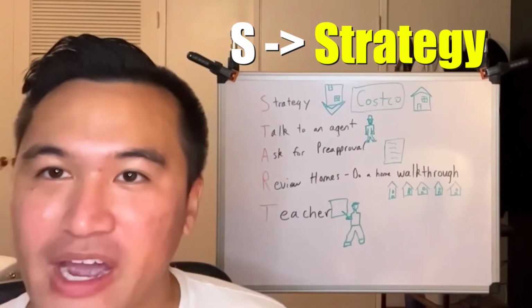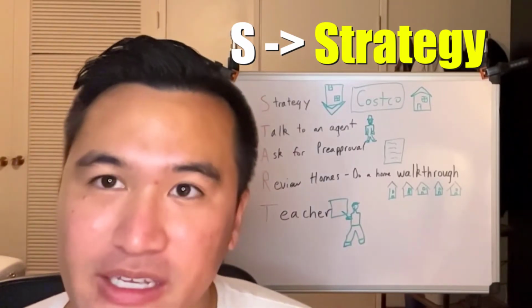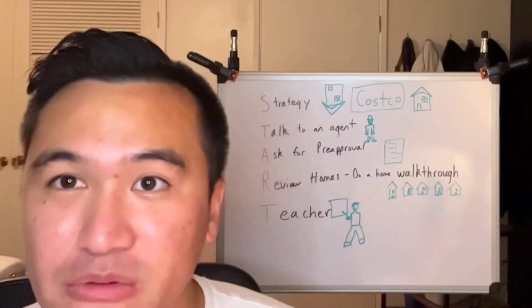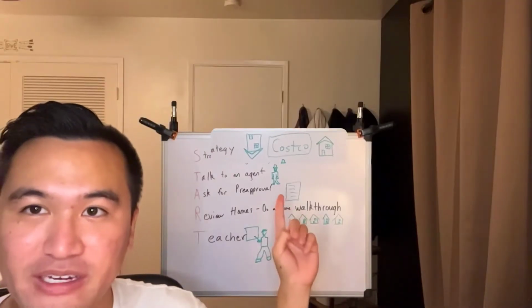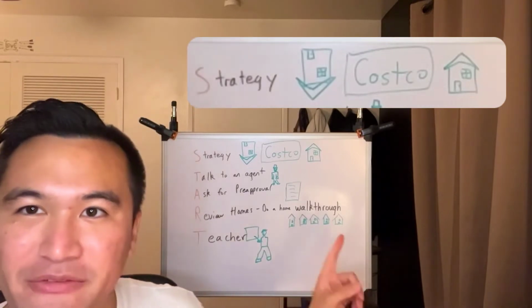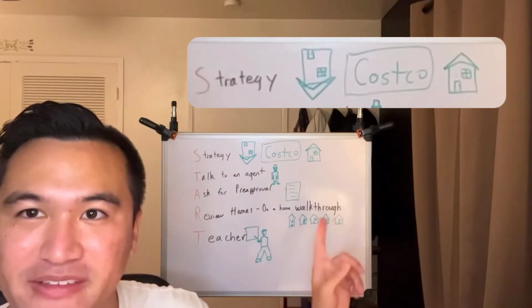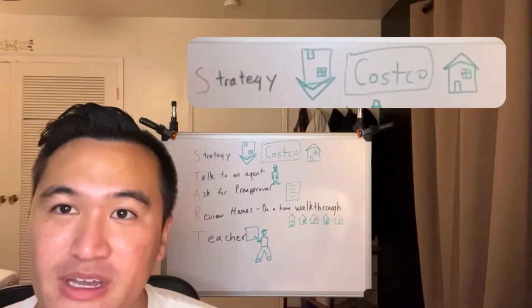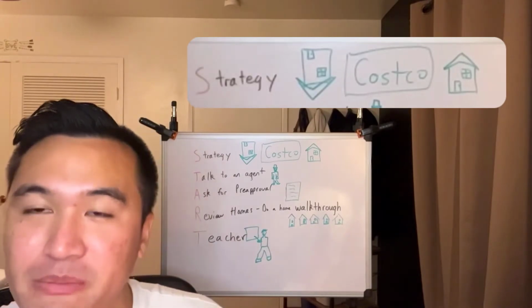S stands for strategy. So the first thing you want to figure out is what strategy are you going to use to make money in real estate. So the first picture on here, by the way, I was horrible at Pictionary, guys, so don't judge here. But first picture here is an upside down house. That means flipping.